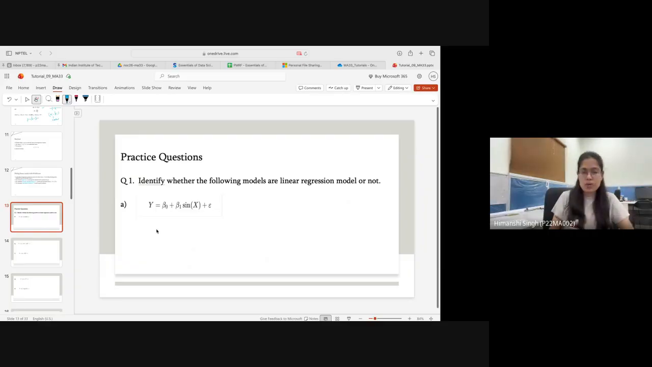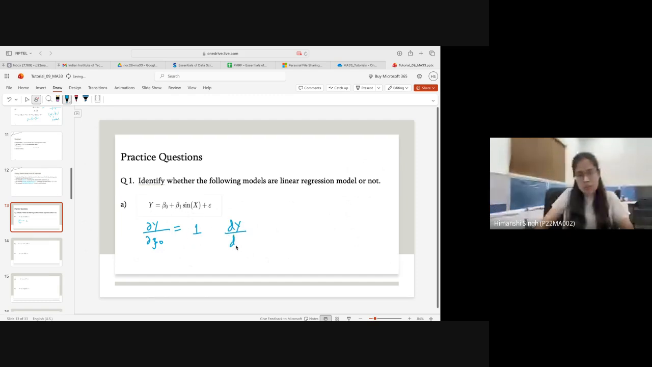So here we have beta naught and beta 1. Let us find the partial derivative of y with respect to beta naught. With respect to beta naught, it will be 1. With respect to beta naught, this will be 0, because it is constant. So this is fine. It is independent of the parameter.